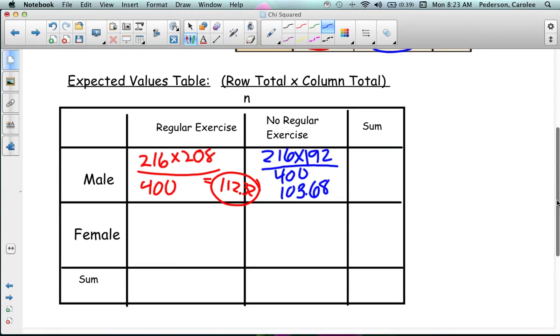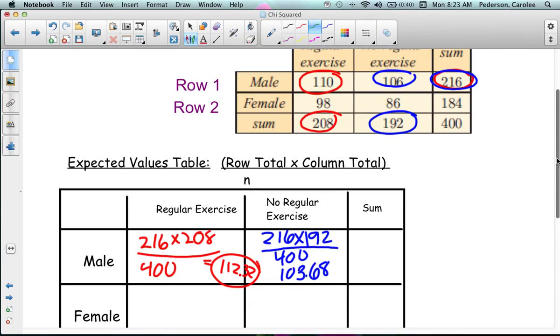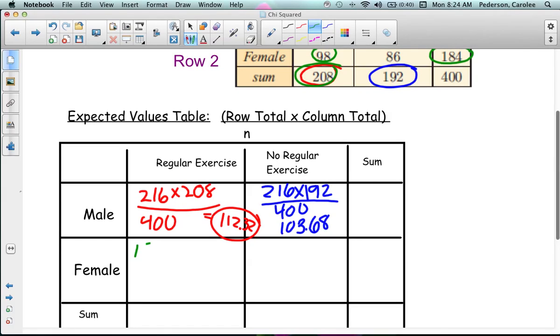All right, we have 2 more boxes to fill in. So now we're going on to the females. We want to figure out what is the expected here in that box. So we take the row total and the column total, so 184 times 208 divided by 400. And it's 95.68. This was 98, so we're pretty close.